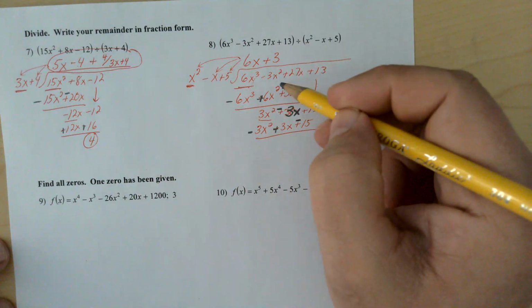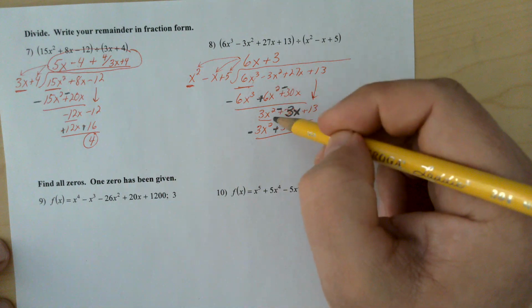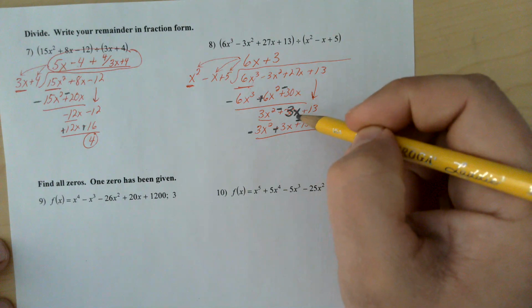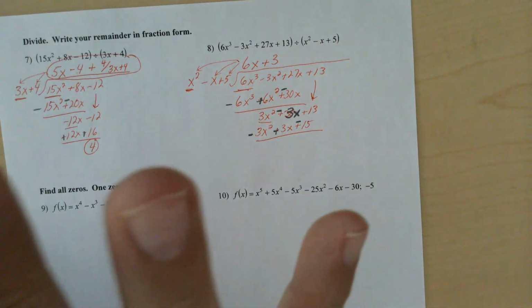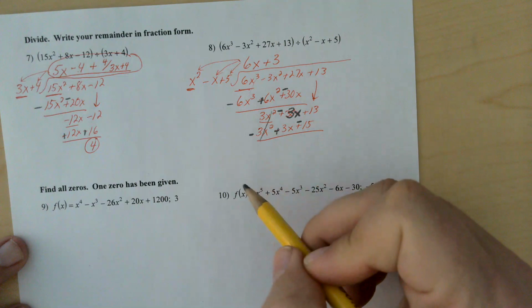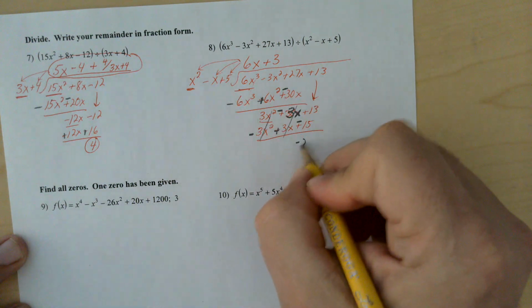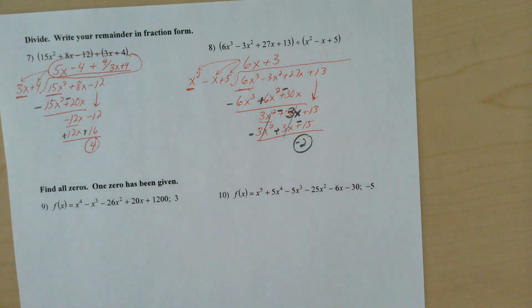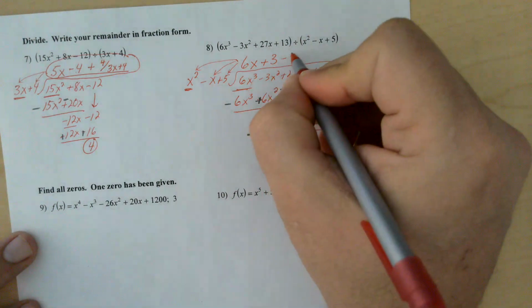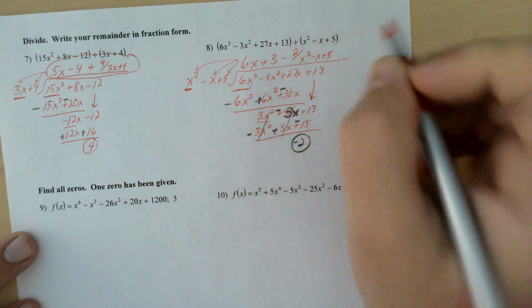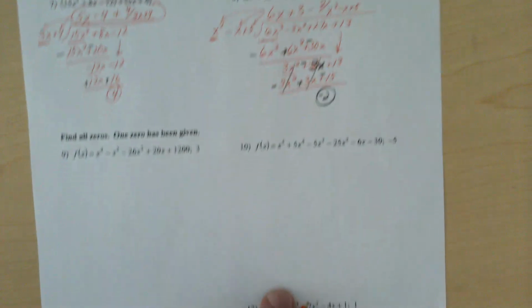I just brought down the 30x. You need to add your columns. So 3x squared. This right here is going to end up being a negative 3x, which is somewhat nice because not only did my x squareds cancel out, so will my x's. So the negative 3x and the positive 3x cancel out, and I'm left with a remainder that's just a negative 2. So I'm going to write negative 2 over my divisor. Okay, so again, show me the work. You will not see a problem like that on your test.